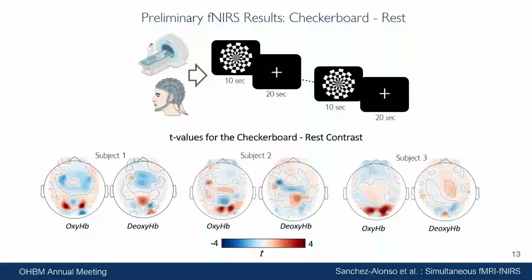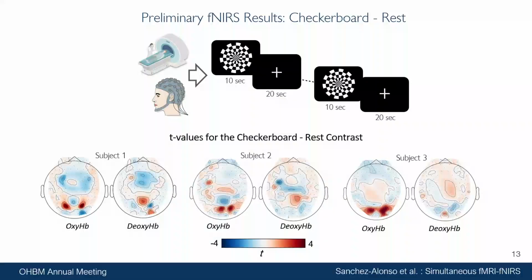So I'm going to just present some of the preliminary data that we have from the visual task. This is the flashing checkerboard paradigm. And for the checkerboard versus rest contrast, here I'm showing the NIRS data. It's just within subjects, just individual level data. What we can see here is a couple of things. We see that across subjects at the individual level, we see engagement of primary and secondary visual areas.